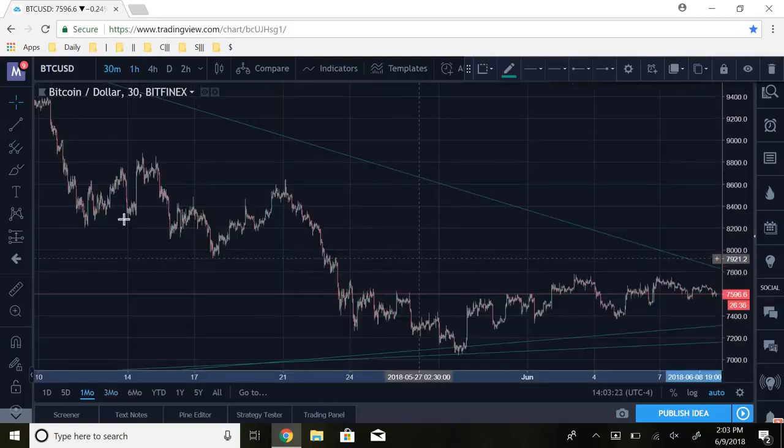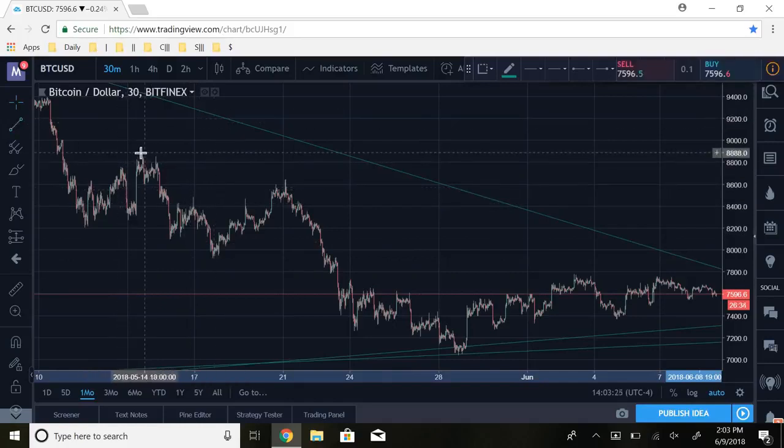Now we can jump into the one-month chart, identify the trend line here, and go ahead and do that.